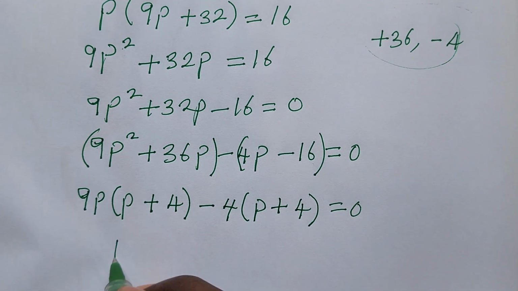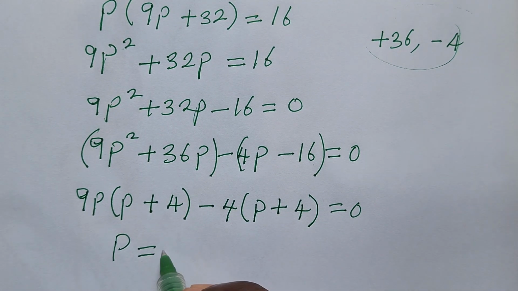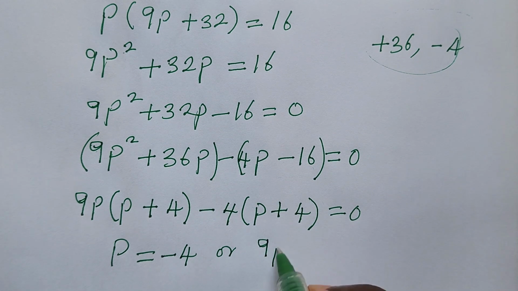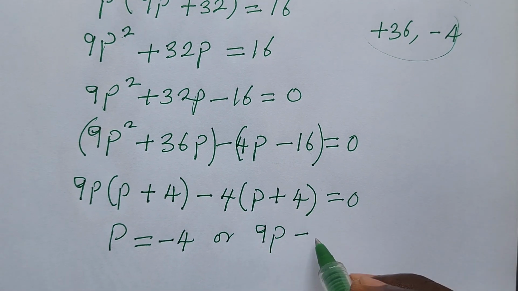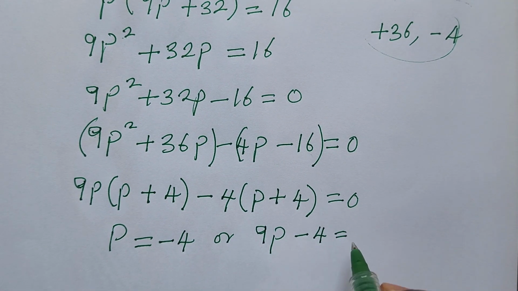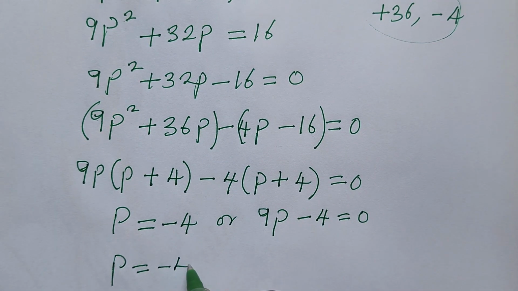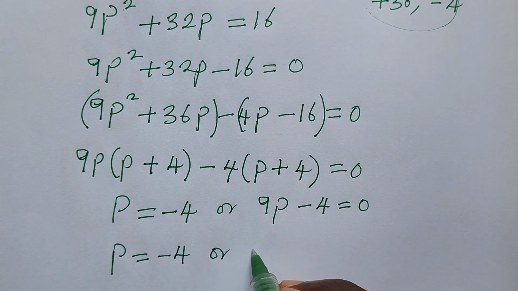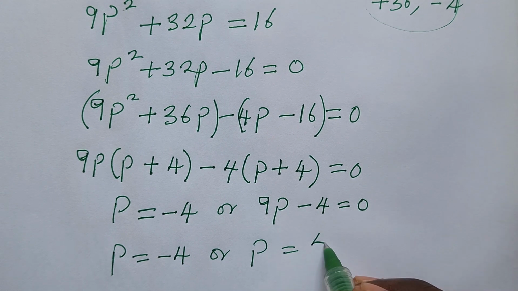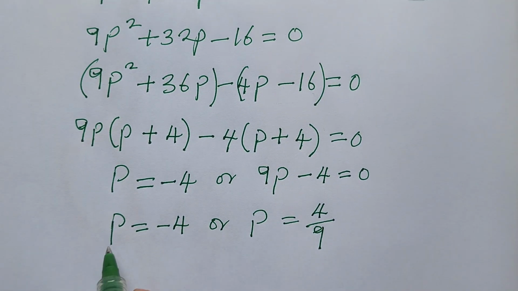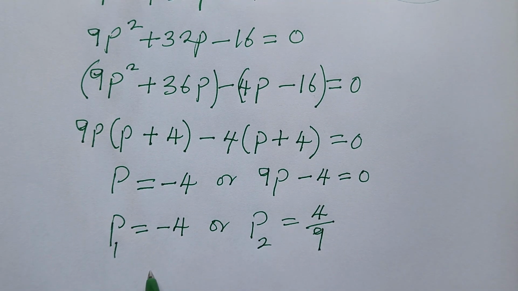So we now have our p is equal to minus 4, or we have our 9p minus 4 is equal to 0. So we have p equal to minus 4, or we have our p is equal to 4 all over 9. Okay, so we have our p1 and our p2.